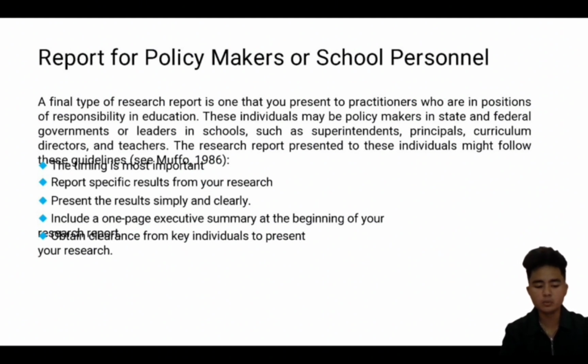Okay, so now include a one page executive summary at the beginning of your research report, and then obtain clearance from the key individuals to present your research. So getting permission from individuals such as the school leaders, policymakers, and the personnel there, to present your research. And then share the executive summary with these individuals before presenting the research for them to be aware.